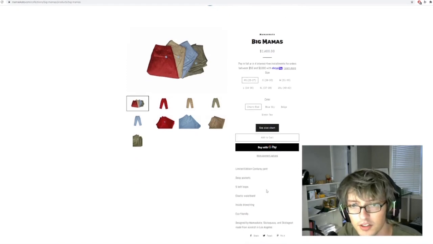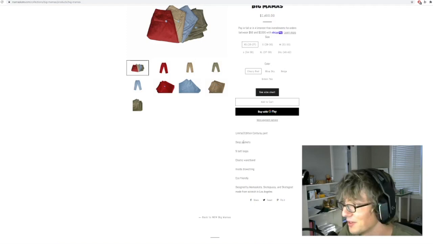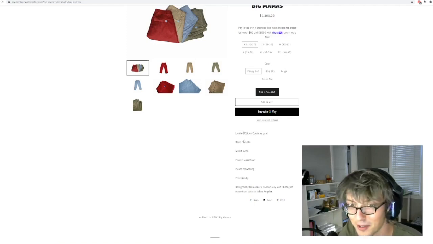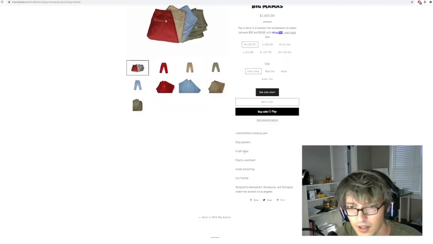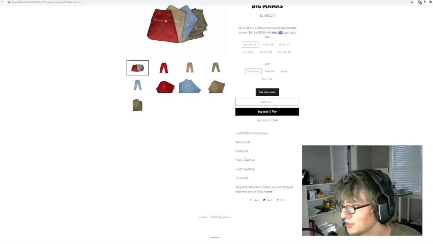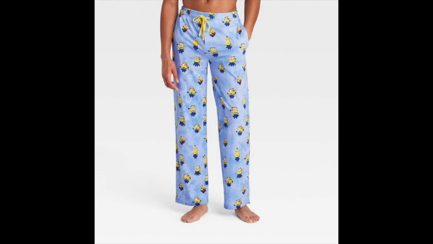Well, let's take a look at the product description. Limited edition corduroy pant. Deep pockets. If you're able to spend $1,400 on a pair of pants, you better have deep pockets. Five belt loops, isn't that standard? Doesn't exactly scream luxury to me. Elastic waistband. Again, not entirely sure that's too luxurious. That's more of a pajama pant, not a luxury jean feature, but what do I know? Inside drawstring, again, kind of getting some pajama features here.